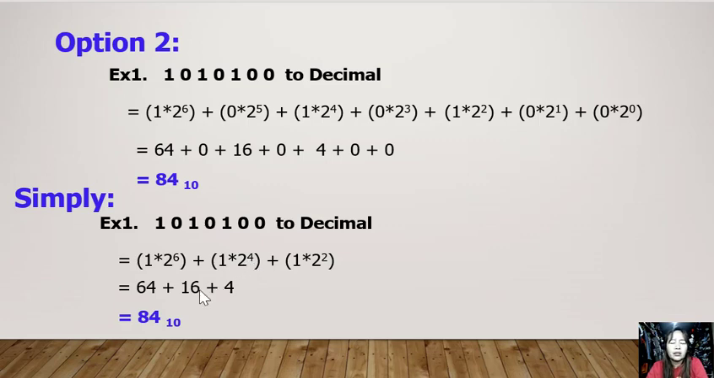The last one that you need to compute that has value is the last one here, that is at position number 2. So position number 2, because this is position 0, 1, 2. So 1 times 2 to the power of 2 is 4. So 64 plus 16 plus 4 is 84. So comparing these two solutions, they both get the same answer. Both are correct, but this one is a shorter way to do it.